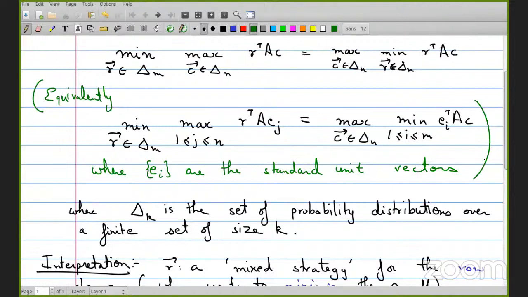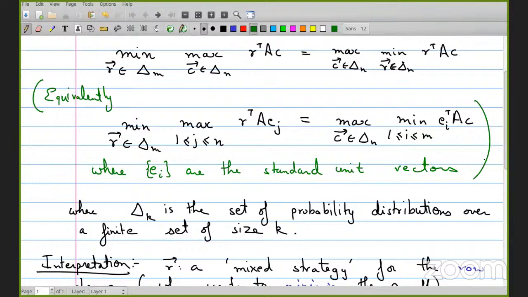Sorry, the right hand side. Essentially, the same argument with fixing C and minimum. So it's the same. So how would we do it? Which vector do we look at now? We fix C, the strategy of the column player, and then minimize over the row player. So now it's an m-dimensional vector, and the ith entry denotes the row player's payoff if he plays the ith row.